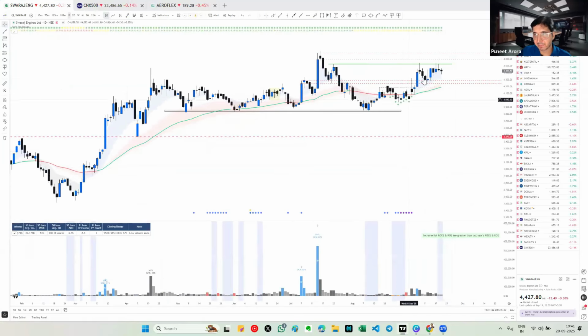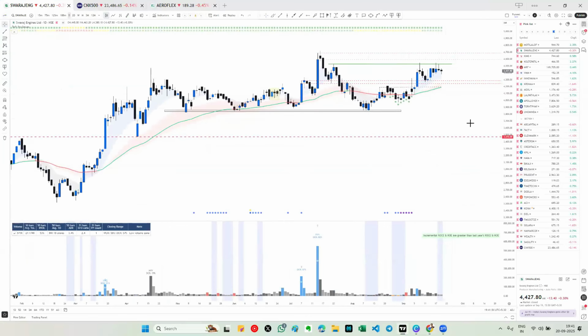It went below its 50 day MA and reclaimed. Question: quarterly RS means from today, from the last 90 days. This is what quarterly RS is.